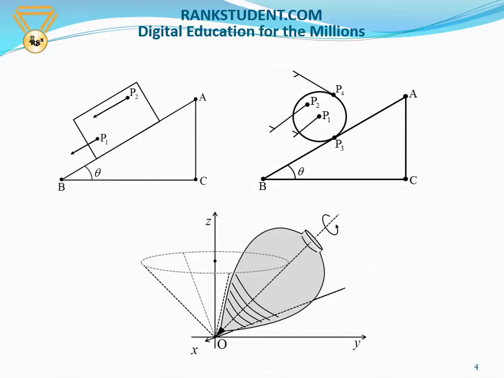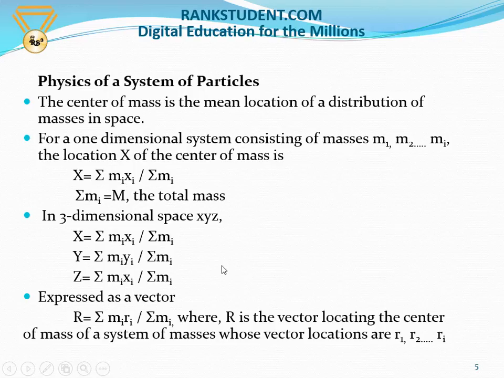In the third example, we show a top, something that we all play with. A top rotates around its own axis, which is shown here, but at the same time it wobbles around a vertical axis. So it has two types of motion: a rotational motion around its own axis, and a precession motion around a vertical axis. This type of motion is very important in the design of gyros.